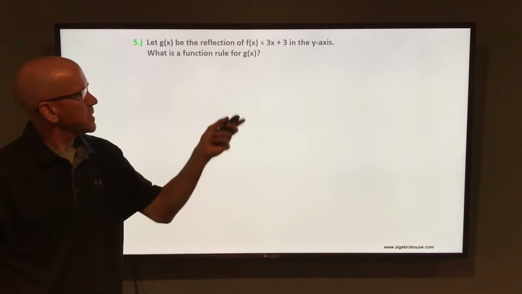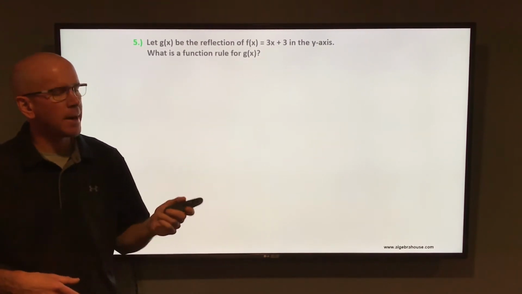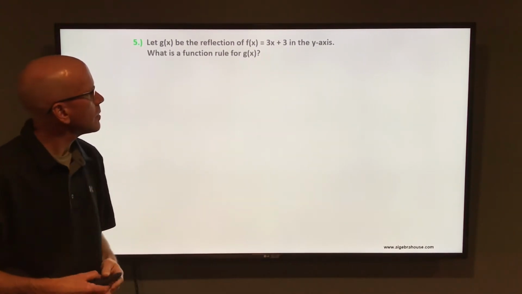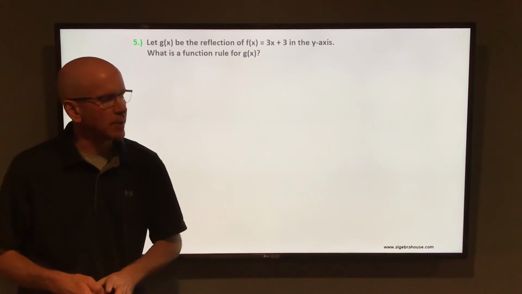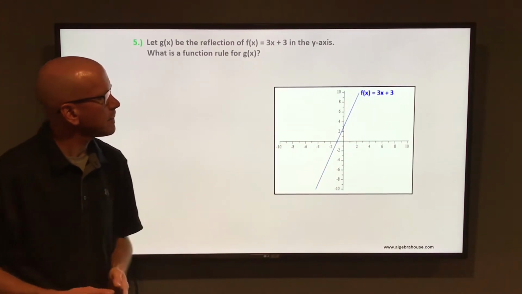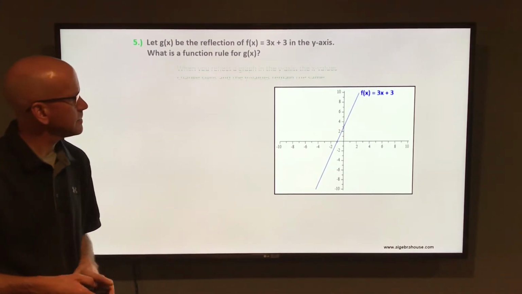Let g(x) be the reflection of f(x) = 3x + 3 in the y-axis. What that means is you're reflecting over the y-axis. What is the function rule for g(x)? So we're going to start with this f(x) = 3x + 3. That's this blue graph, and you're going to reflect that over the y-axis.